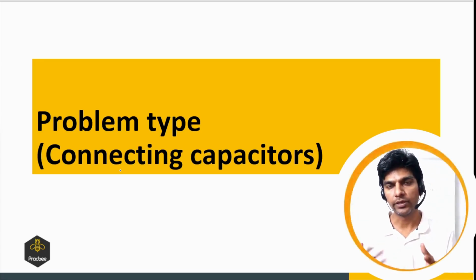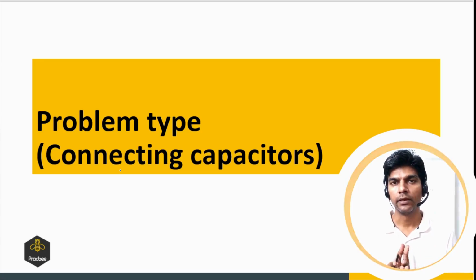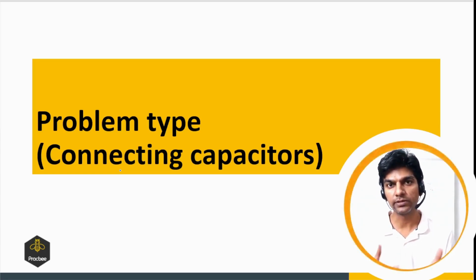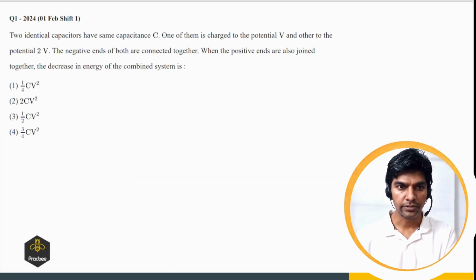The next problem type is based on when we connect two capacitors together: what should be the final potential of both the capacitors, or what will be the final charges on the capacitors, and what is the change in the electrostatic potential energy of the system. So these types of questions I'm going to cover in this type. So let us see one illustration.